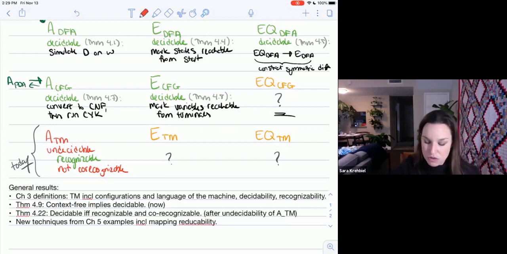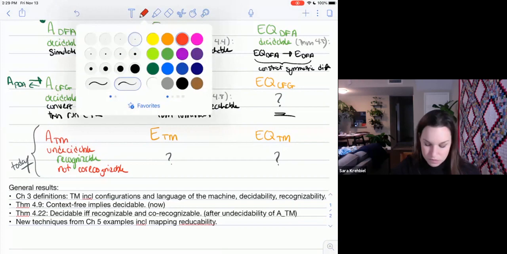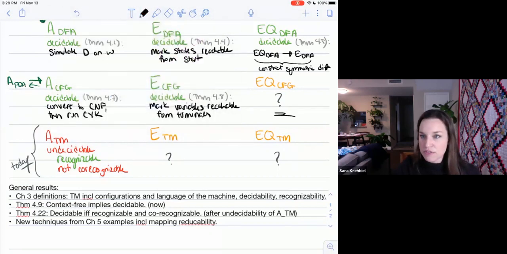So any questions about what's on your self-review, self-synthesis summary sheet right now? Cool.